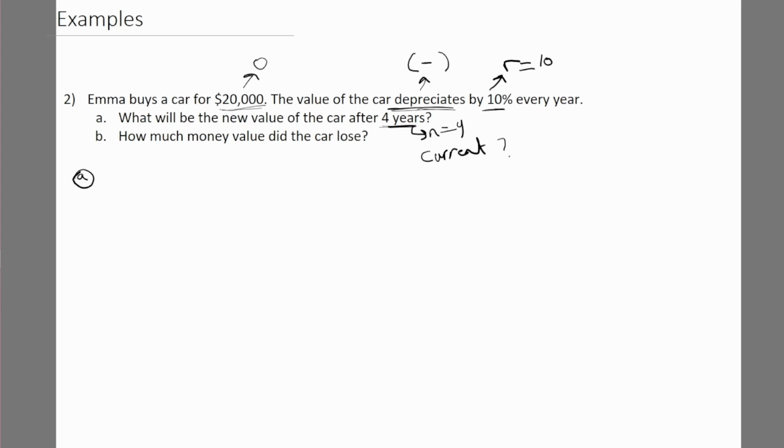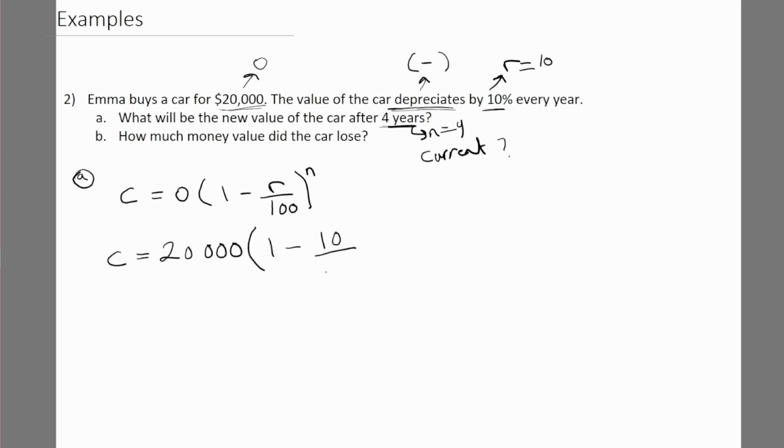So we're going to use the rule again. The current value is equal to the original multiplied by 1 minus r over 100, to the power of n. And we're going to go ahead and substitute our variables. So C is equal to 20,000 to the power of 4. And now we're just going to substitute this expression on our calculator.